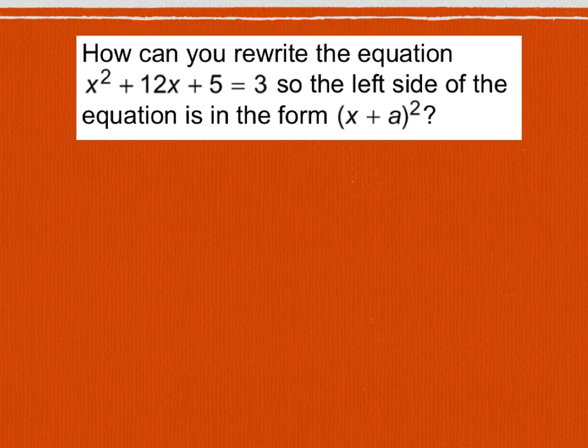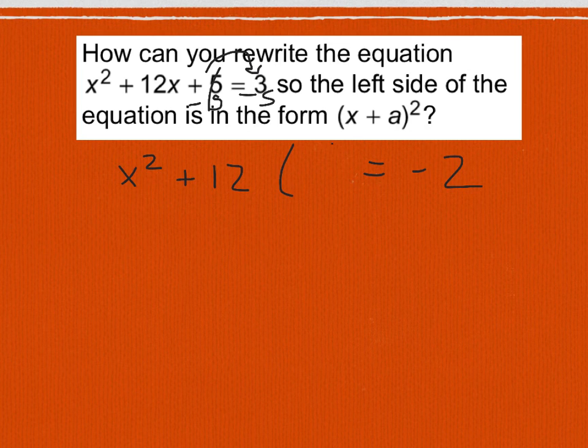So it says, how can you rewrite the equation so the left side of the equation is in the form x plus a squared? So we have x squared plus 12x. What's the first thing we're going to do here in this equation? Subtract 5. We have to subtract 5 in order to get the 3 to the other side with the 5. So we're going to subtract 5 from both sides. So we get negative 2 on the right side.